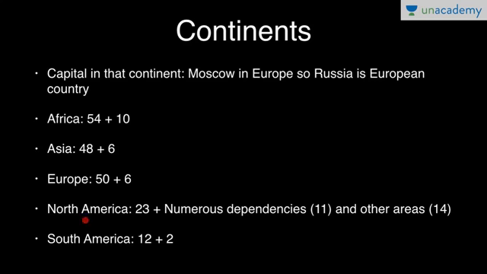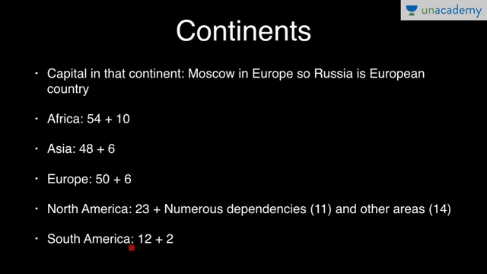North America has 23 states. People think only USA, Canada and Mexico are there, but there are actually 23 countries. Lots of them are in the Caribbean islands, like Trinidad and Tobago and so on. Plus there are numerous dependencies, 11 in number, and other areas which are 14 in number. You can go through them, you can find the links on Wikipedia, but that is not essential.